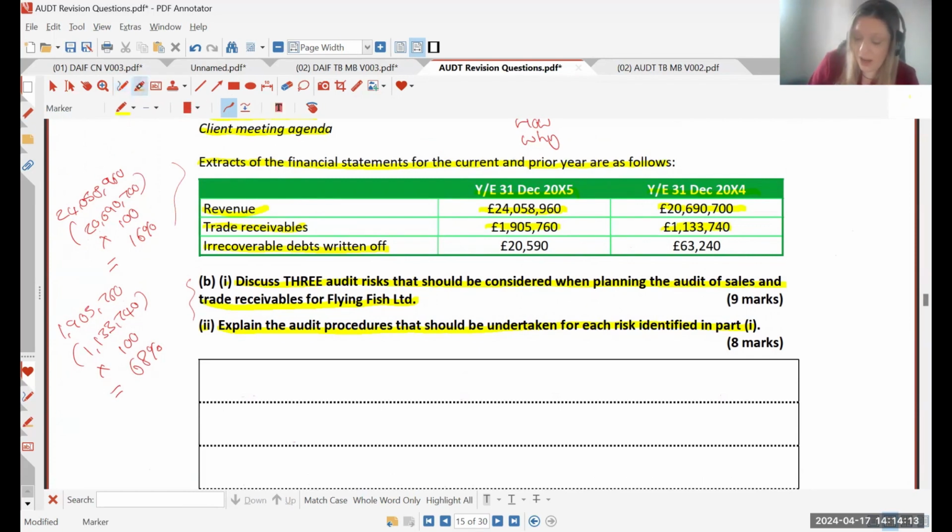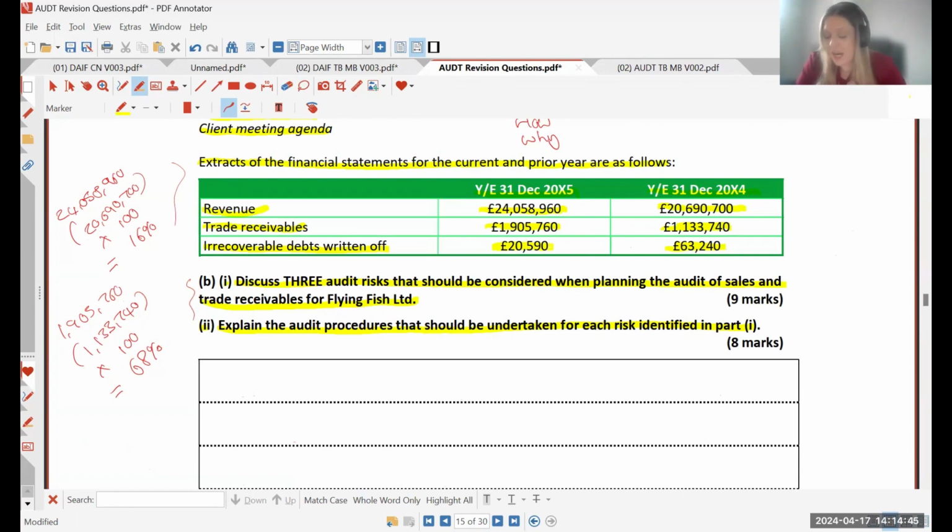So let's have a look at our irrecoverable debts. Our irrecoverable debts have gone from 63,240 to 20,590. So our irrecoverable debts written off has actually reduced, and we can see straight away that they've reduced by about a third, which seems strange, seeing as trade receivables and revenue have increased. We would fully expect irrecoverable debts would increase in line with the increase in revenue.